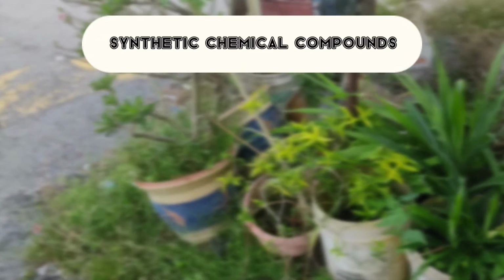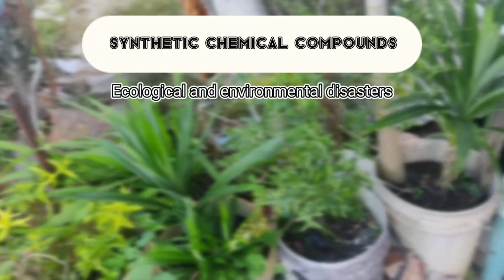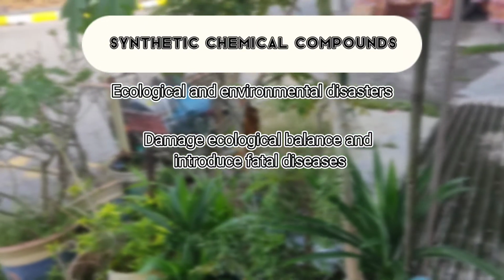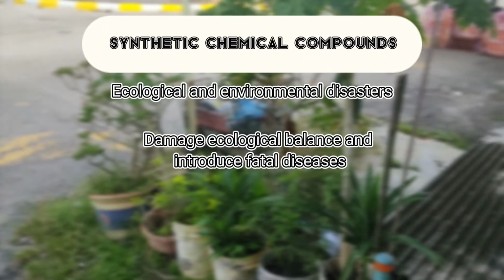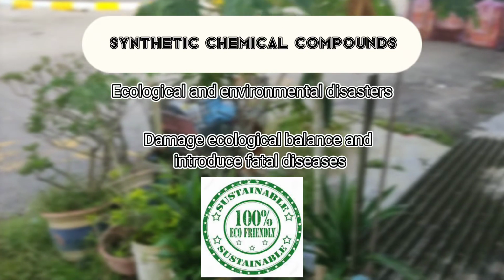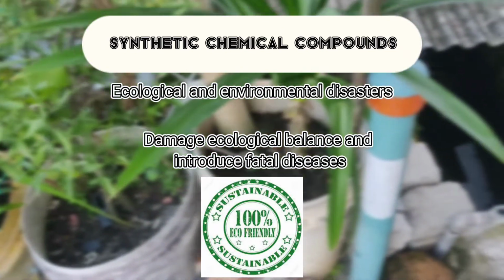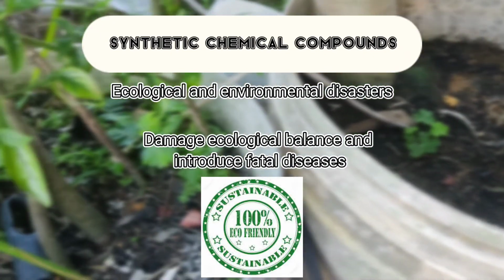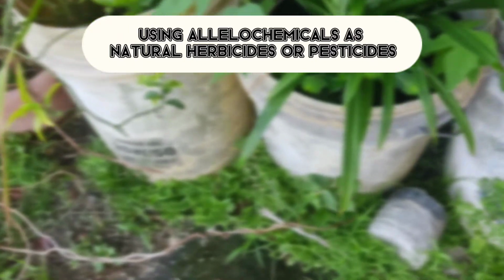Using synthetic chemical compounds in agriculture has brought various types of ecological and environmental disasters to the present world. These toxic chemicals are damaging the ecological balance to a severe extent and introducing many fatal diseases. That's why the demand for sustainable agriculture and eco-friendly alternatives to chemical compounds has increased. Plant allelopathy is a great alternative to toxic chemical herbicides for weed management. Allelopathy can be used for beneficial purposes through using allelochemicals as natural herbicides or pesticides.